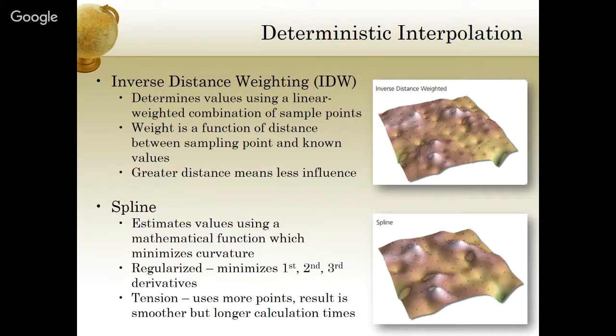Spline is another deterministic interpolator here, and this is going to fit a surface once again, but it's going to do so in a way that minimizes curvature. So it makes a very smooth output. And you can do things like output a regularized spline, which tries to minimize curvature in the first, second, and third derivatives. And then you can also have a tension spline, which is one that uses more of your data and has a smoother output, but takes longer to process. So we're going to look at the trend, IDW, and the spline values or methods today. Any questions on those?